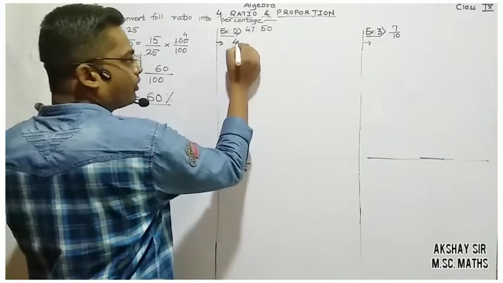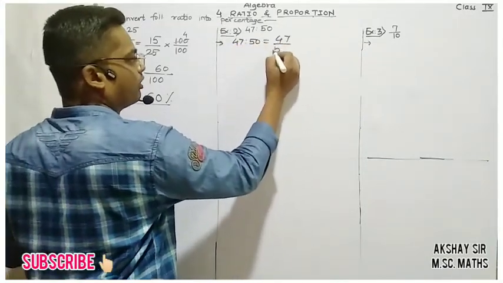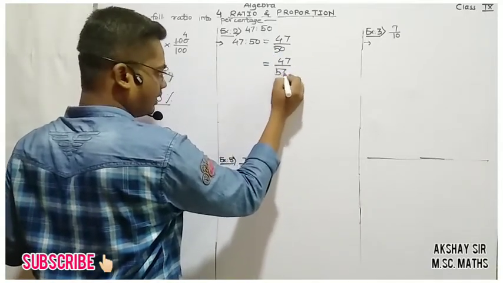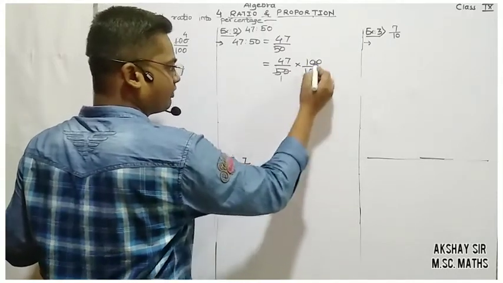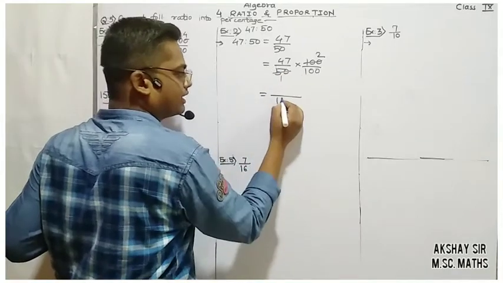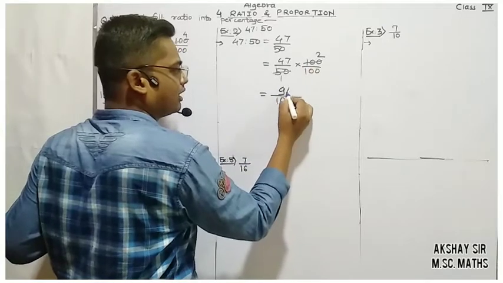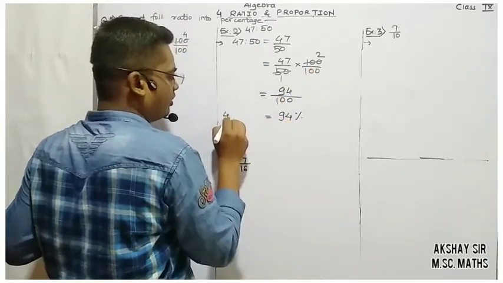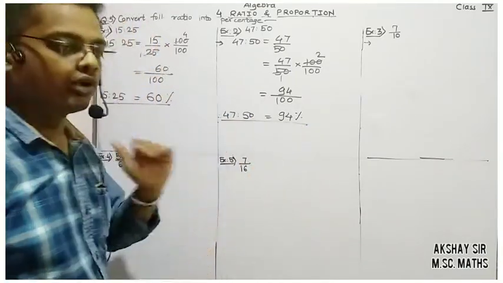Next one, 47 as to 50, that means 47 upon 50. Now we will multiply and divide this by 100. So 100 upon 100. 5 ones are 5, 5 twos are 100. And the denominator 1 into 100 is 100. The denominator 100 has come. In the numerator, 47 into 2 is 94. So that means this is 94%. So here 47 as to 50 is the same as 94%.